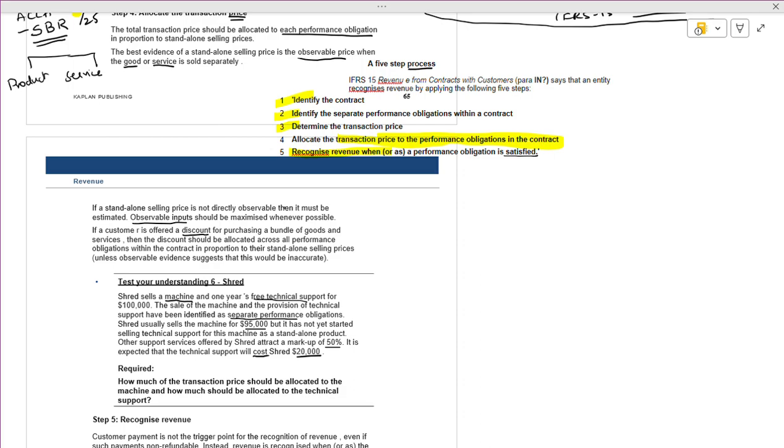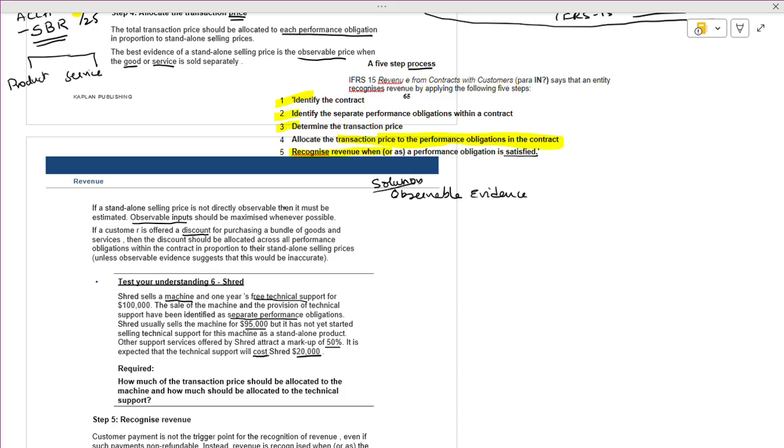Now, what they say? They have made it very clearly. Observable inputs. This is the solution. They say observable. What is the observable? Observable inputs or observable evidence. I can say that this is the Kaplan. Okay, I'm using the book Kaplan.